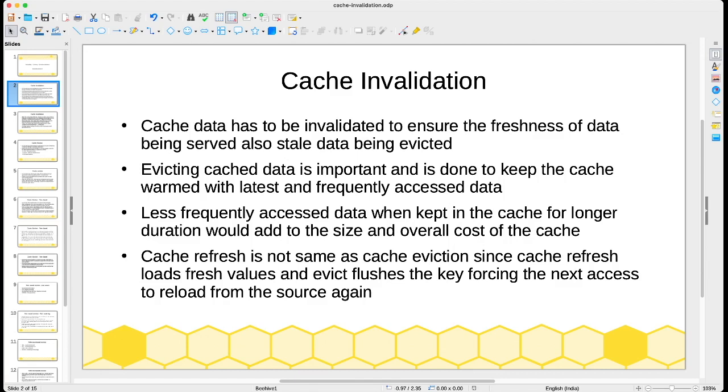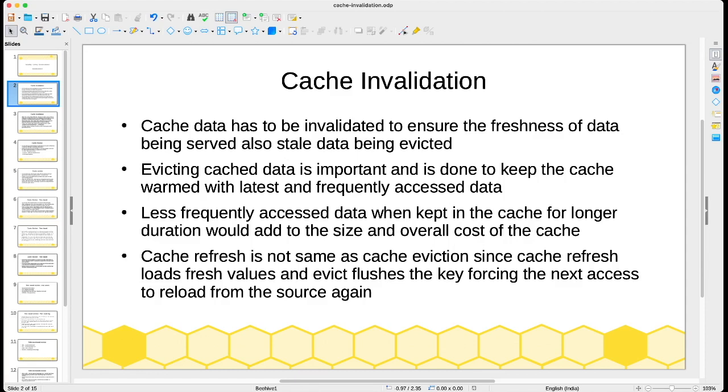Evicting the cache data is also important to ensure the latest cache data is getting warmed up and frequently accessed data is served with the latest version of the data. Infrequently accessed items, when kept in the cache, would add to the size of the cache. Since the cache data is stored in memory or in the RAM of the machine, the RAM size requirement would increase if we keep infrequent items, and it would add to the overall budget or the cost of the caching strategy.